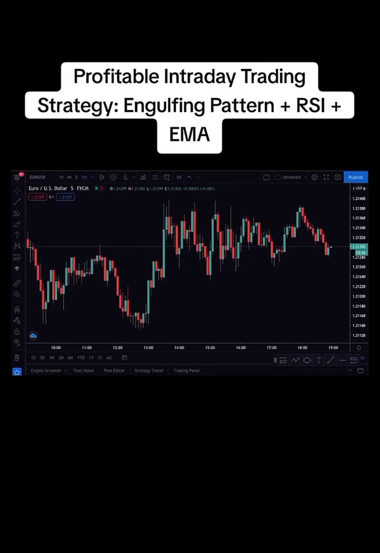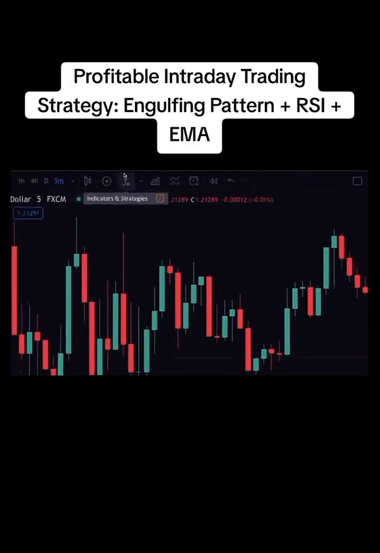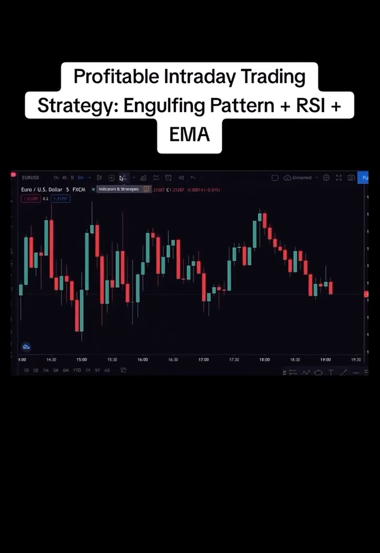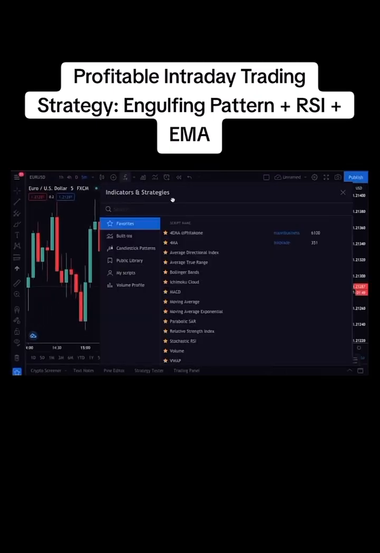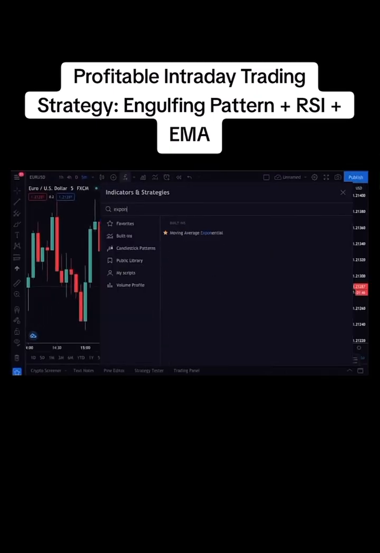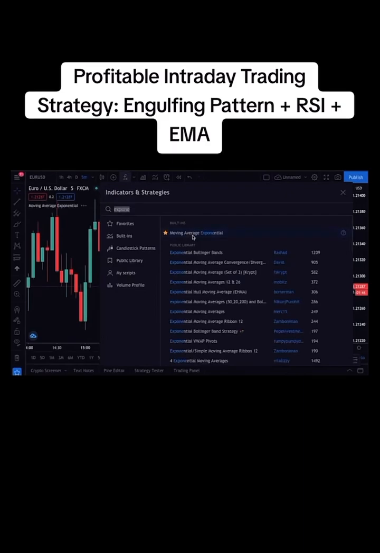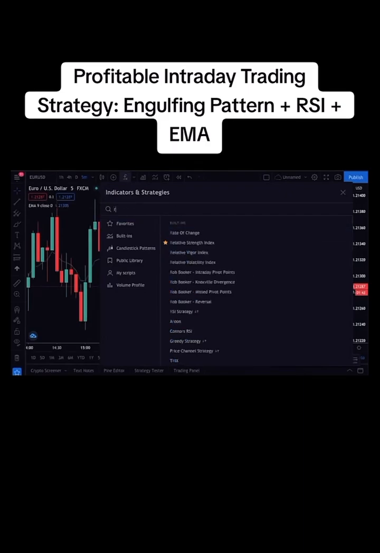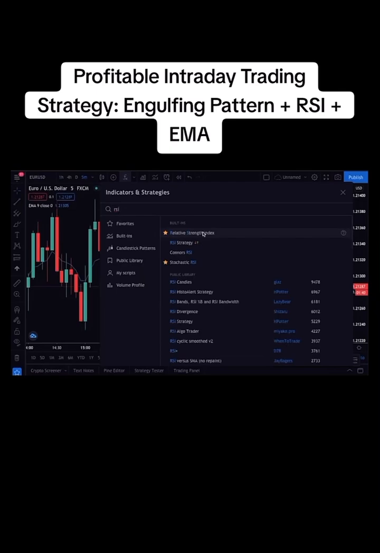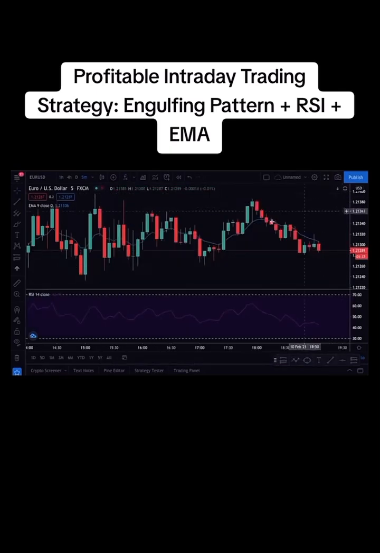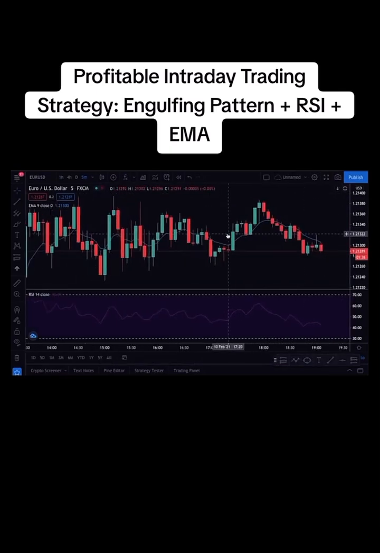After we select the time frame, I will click this indicators button here, and add the indicators we are going to use. First I will add the exponential moving average, which is also known as the EMA, and then we will also need the RSI indicator. These two are the indicators we want to use, and we will also use a candlestick pattern, and TradingView has got this cool feature, which helps us to identify the candlestick patterns.